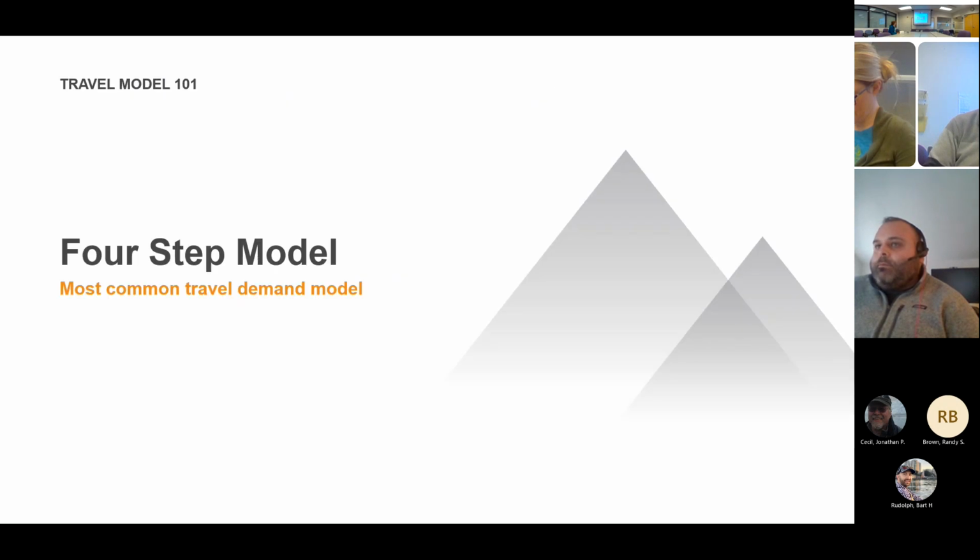So we'll start with the 4-step model. The 4-step model is the most common travel demand model structure that you're going to see in your career. There are more advanced structures, but we're going to focus on the 4-step because, one, it's relevant to the AMATS model, and two, it's likely what you're going to come across in most modeling contexts.